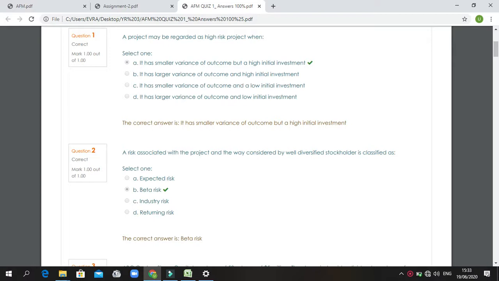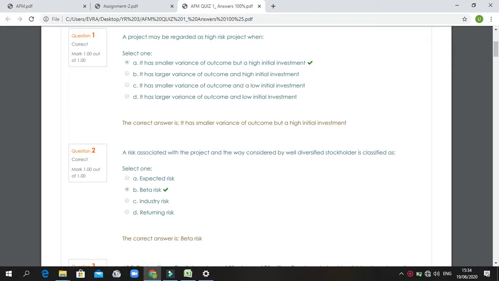Today's session we are going to continue with advanced financial management. Here I have questions we are going to look at, the kind of question that can be asked in an exam or in an assessment.